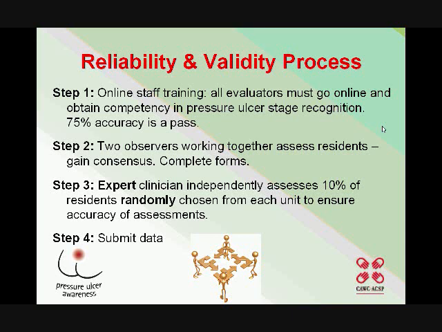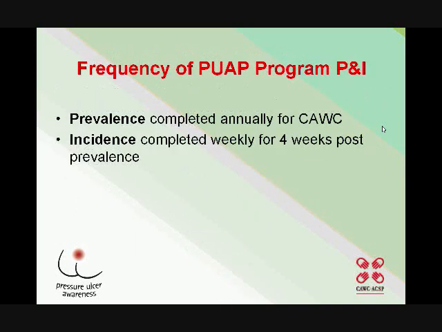So 2 people look at the skin and determine what they feel the stage of that pressure ulcer is. Mark down the stage on the form. Step 3, an expert clinician independently assesses 10% of the residents or patients or clients randomly chosen from each unit to ensure accuracy, so that third person goes in, takes a peek, and makes sure there is agreement. Then the data is submitted.